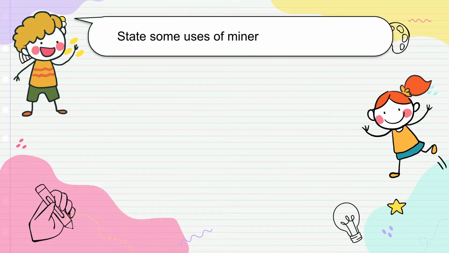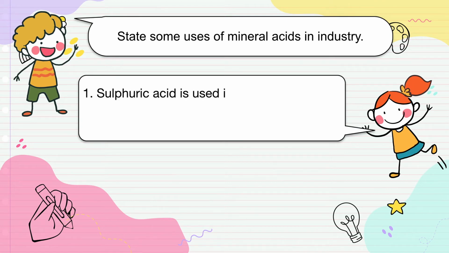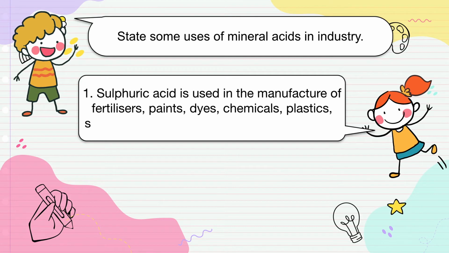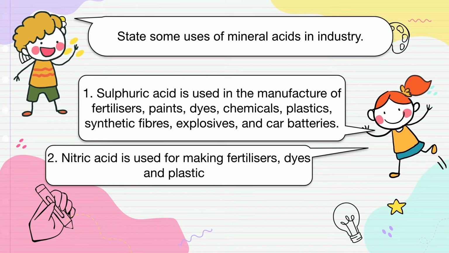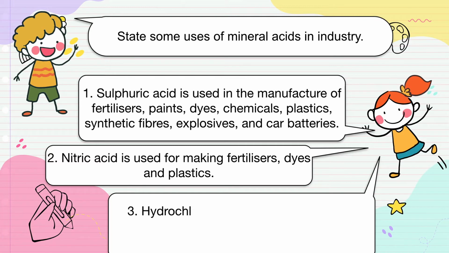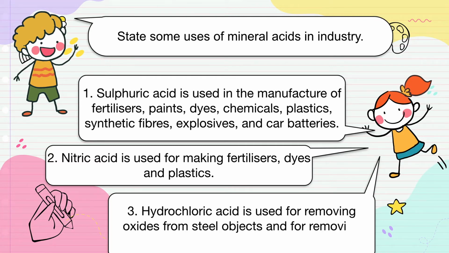State some uses of mineral acids in industry. Sulfuric acid is used in the manufacture of fertilizers, paints, dyes, chemicals, plastics, synthetic fibers, explosives, and car batteries. Nitric acid is used for making fertilizers, dyes, and plastics. Hydrochloric acid is used for removing oxides from steel objects and for removing scales deposited from inside the boilers.